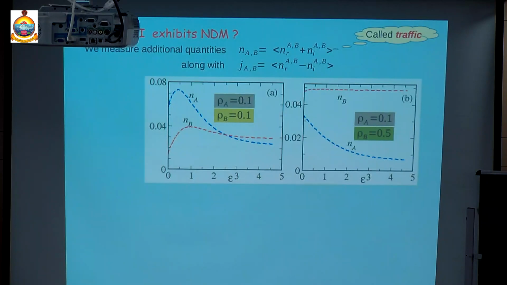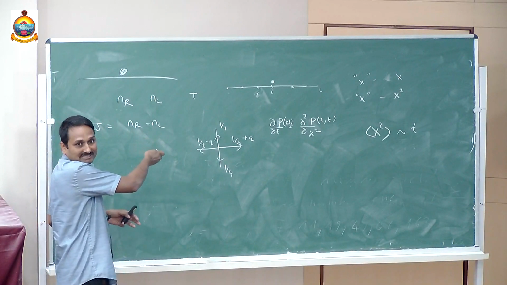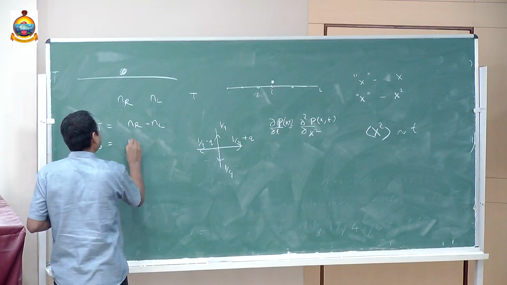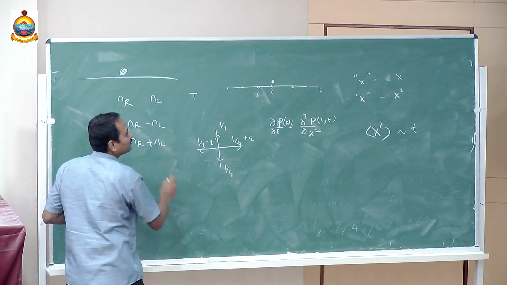So if you have a system with some particle, the number of times this particle goes to the right is nr, and the number of times it goes to the left is nl. These are two parameters, and for a given time t, both numbers are stochastic variables, right? From these you can construct two other quantities which are also stochastic variables: j, which is nr minus nl, and that is incomplete. You should also construct something called s equal to nr plus nl.